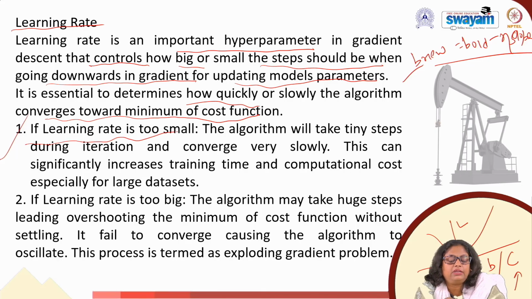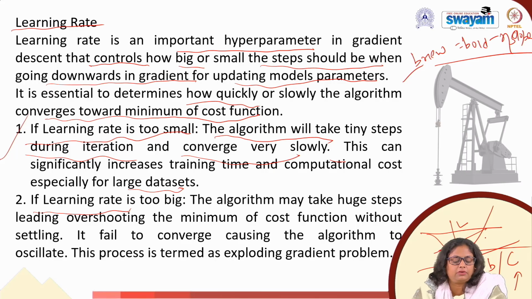If the learning rate is too small, what will happen? The algorithm will take tiny steps during iteration and converge very slowly. This can significantly increase the training time and computational cost, especially for a large data set. If the learning rate is too big, the algorithm may take huge steps, overshooting the minimum of the cost function without settling. It fails to converge, causing the algorithm to oscillate. This process is termed the exploding gradient problem.